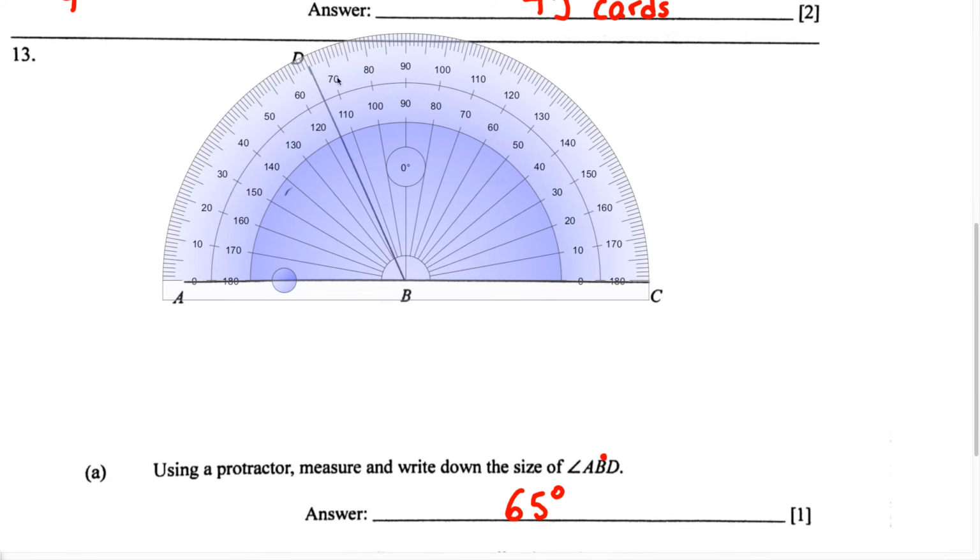Now, if you're wondering why it's not 115 degrees, it is because the angle is open to the left. Because the angle is open to the left, we have to measure it using this side of the protractor. Now, if the angle was open to the right, then we would have used this side of the protractor. Therefore, angle B is going to be 65 degrees.